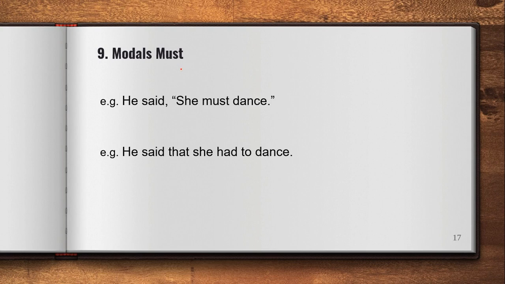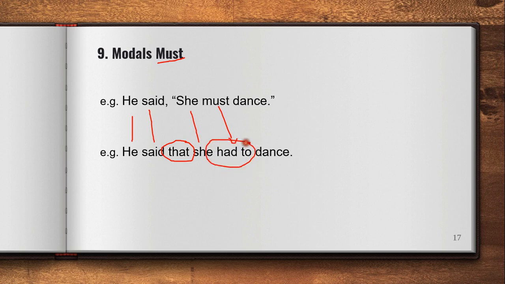Next, must. Yeah, must. Must in here means harus. Okay? Let's take a look at the example of direct speech. He said she must dance. Let's change into indirect speech. He said, there is no that in here, but you have to put in here that she must, you have to change to had to.